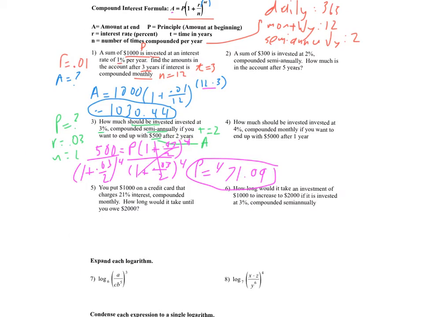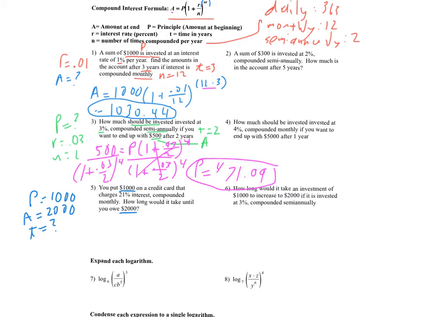All right, next up here, it says you put $1,000 on a credit card. So instead of saving, we're borrowing, but it's the same idea. We're starting off with $1,000. And in this case, it says, how long will it take until you owe $2,000? So I know the starting amount and the ending amount, but the question here is, what's the time?